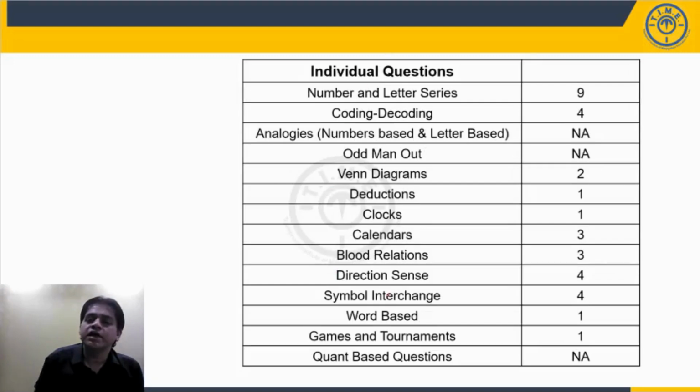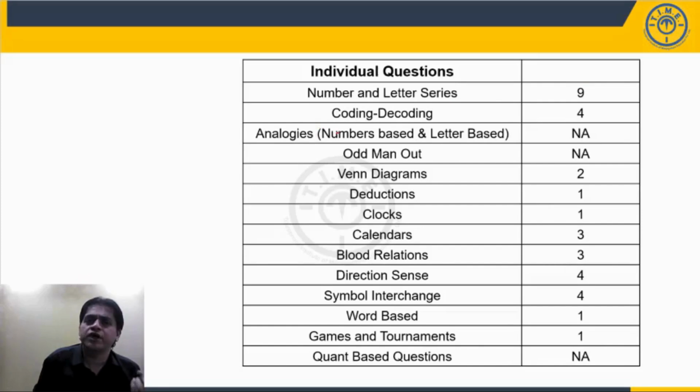Now let's discuss the individual questions. There were many different types of individual, single questions present. Number and letter series: many questions of number and letter series were present. There were 9 questions of number and letter series, varying in terms of difficulty.